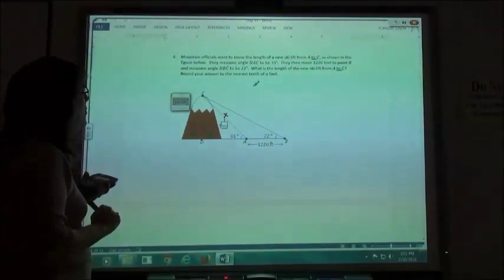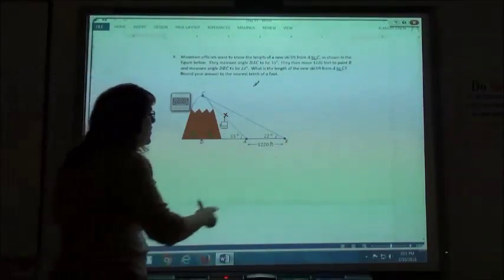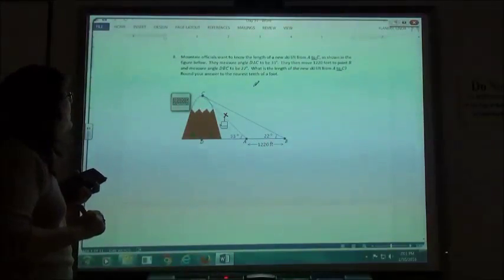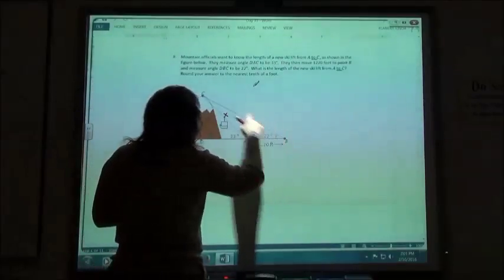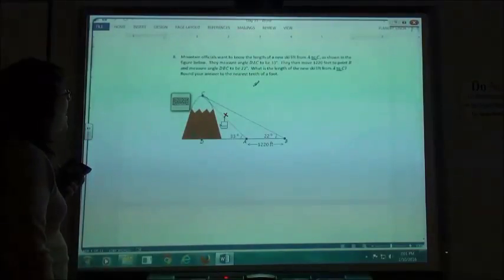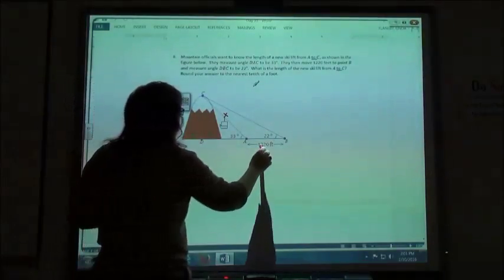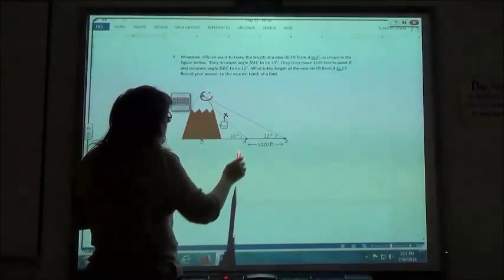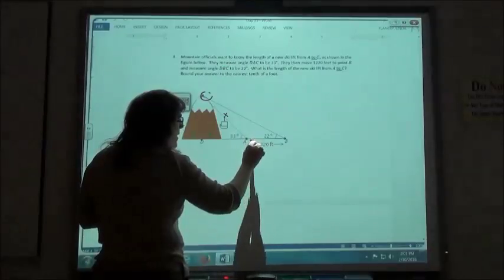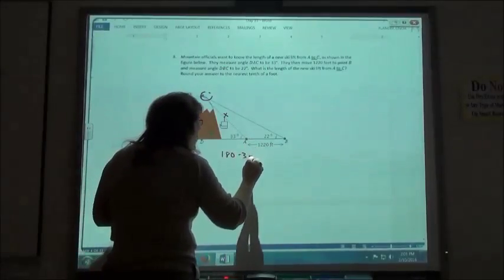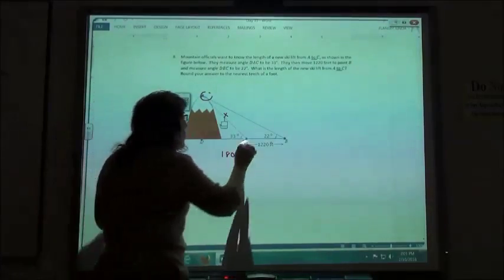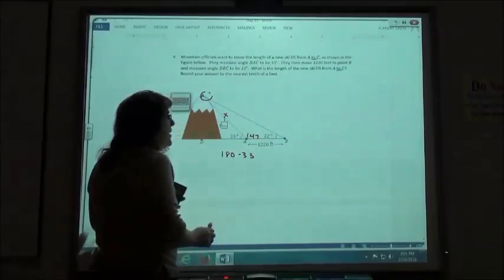They then move 1,220 feet to point B. So from A to B was 1,220. Measured angle DBC. DBC is this angle here, which is 22. What is the length of the new ski lift from A to C? So again, I need to know what this angle up here is, but first I need to find this angle down here. Since this is going to be 180 degrees, I'm going to take 180 minus 33. So 180 minus 33 gives me 147 for that angle in there.